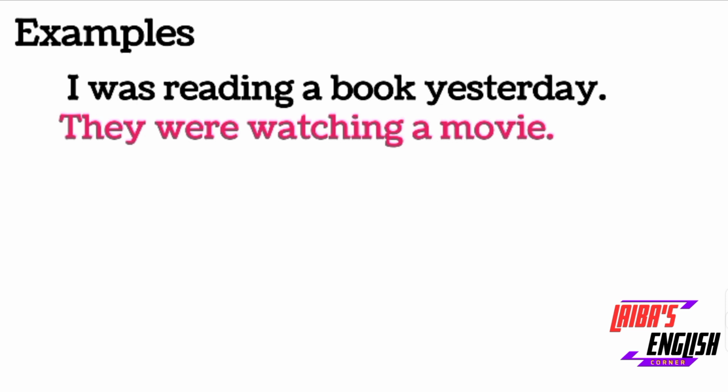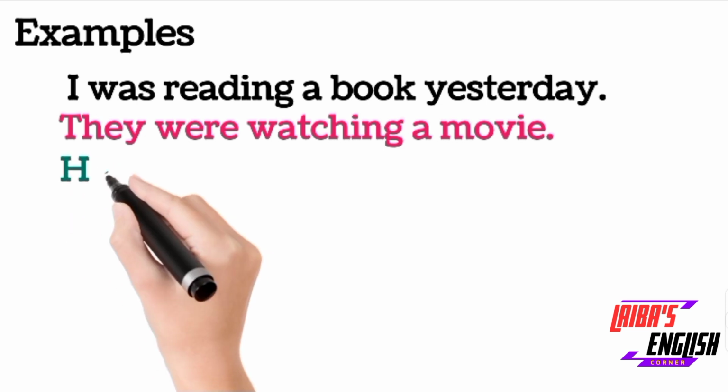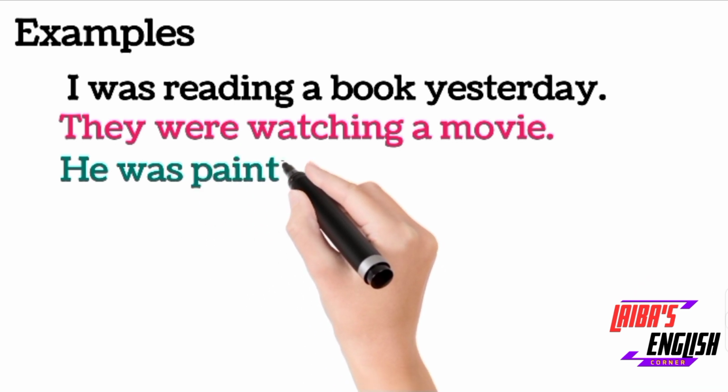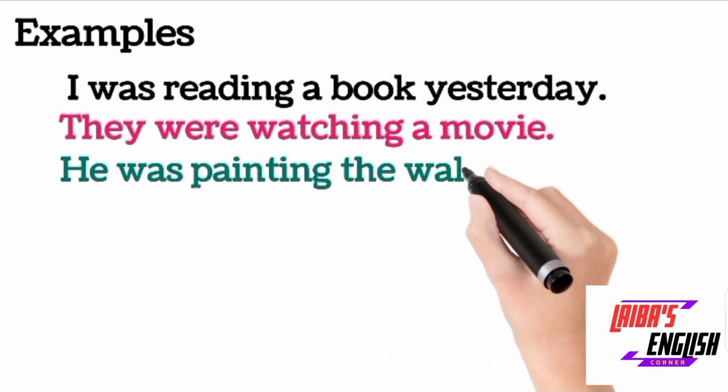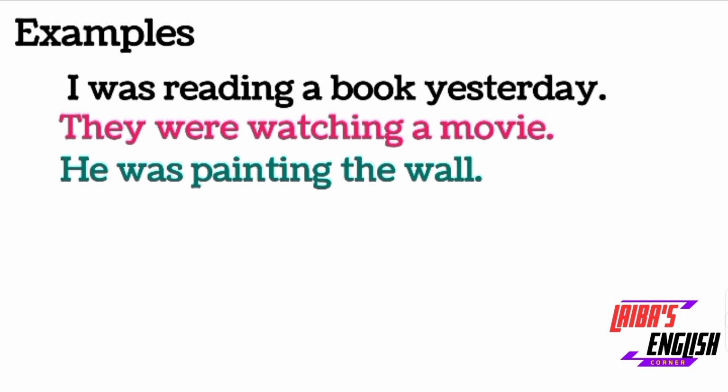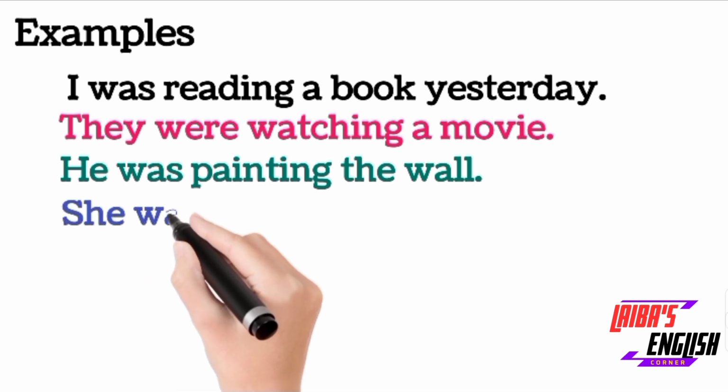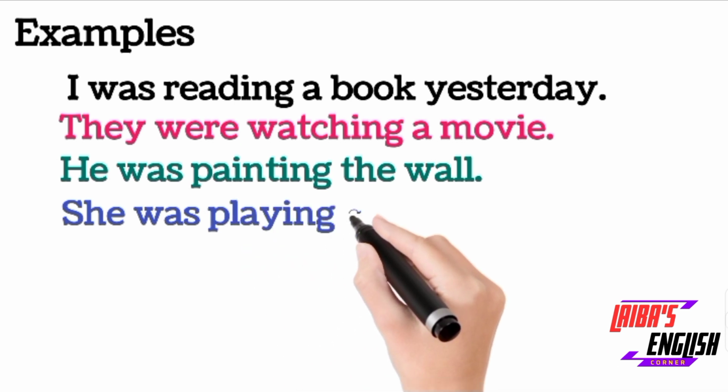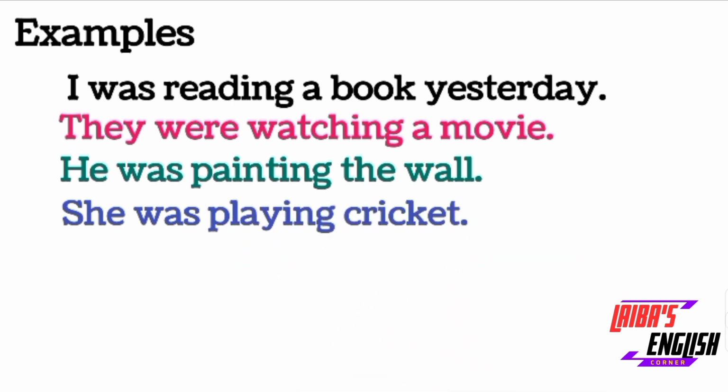Second example is they were watching a movie. So they were. We have to put were with you, we, they. Third example is he was painting the wall. So with I, he, she, it, or a name, we have to put was. So he was painting the wall: first form of verb plus ing and an object.